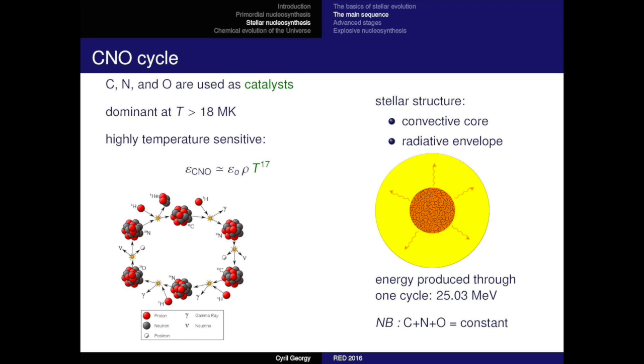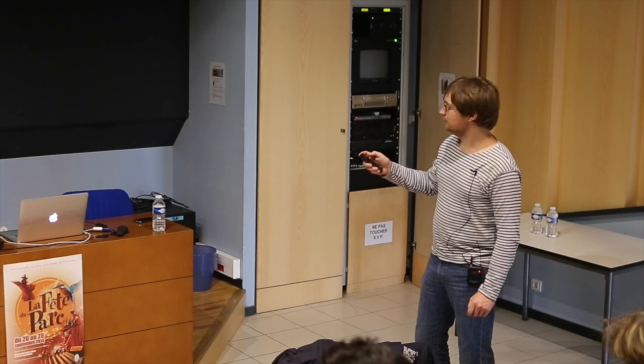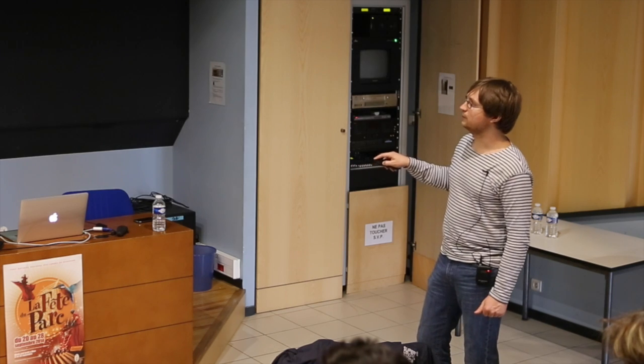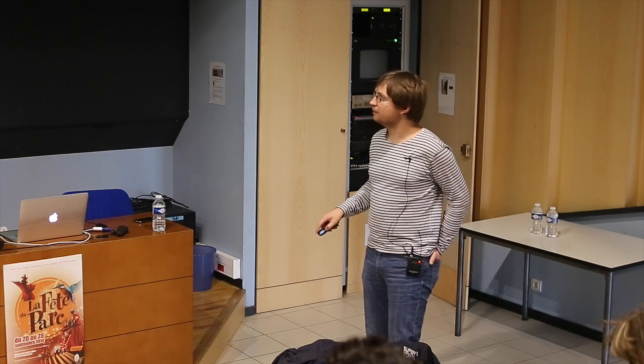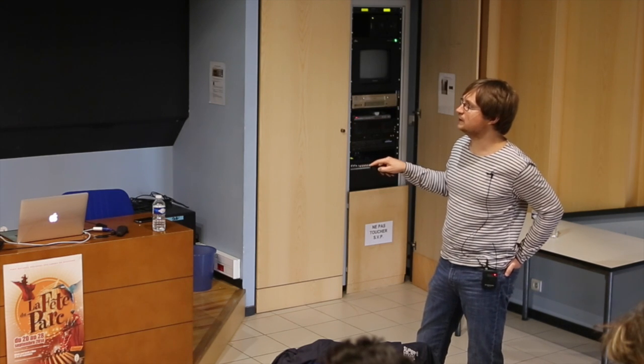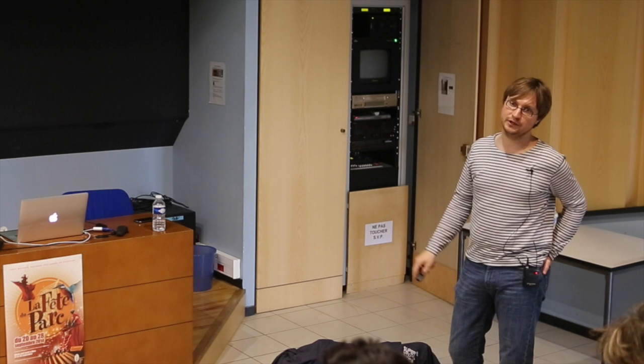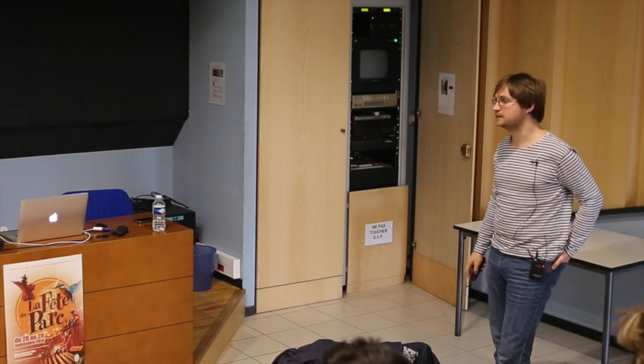hydrogen into helium. You have here a bottleneck at the nitrogen 14. The reaction of catching these protons on the nitrogen 14 is the slowest of all these reactions. So the net effect of this cycle is to convert all your oxygen and carbon inside your convective core here into nitrogen 14 in these stars.